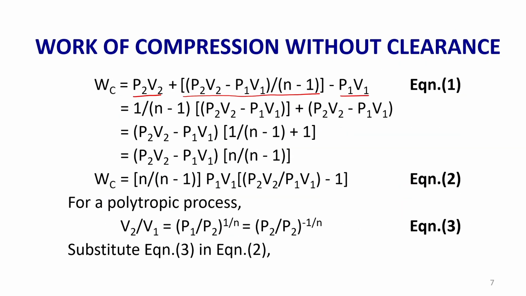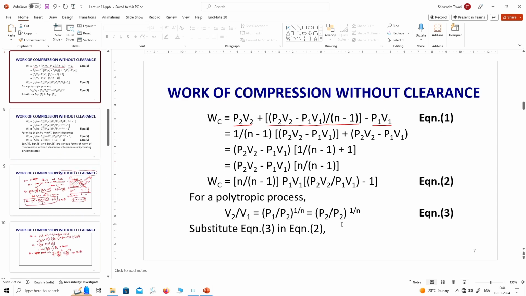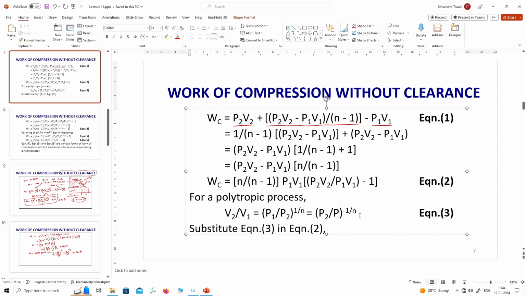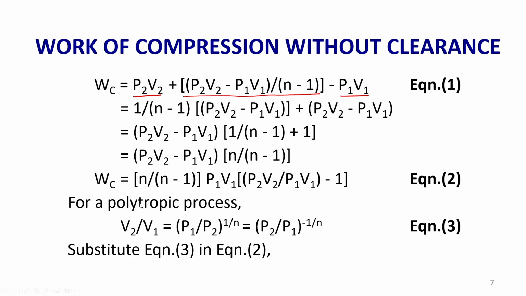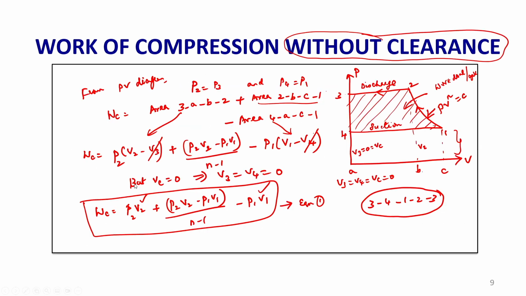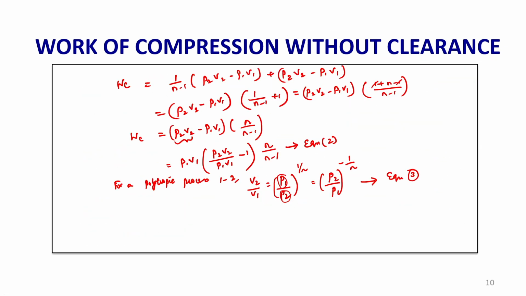So, what I have done is in the bracket it is P1 by P2, I have interchanged the numerator and the denominator. So, it has become P2 by P1. Sorry, there is a small correction here, let me correct it directly. So, here it is P2 by P1. Now, I am going to substitute equation 3 into equation 2.